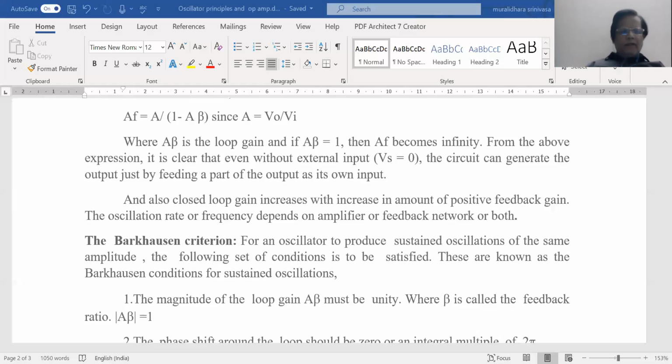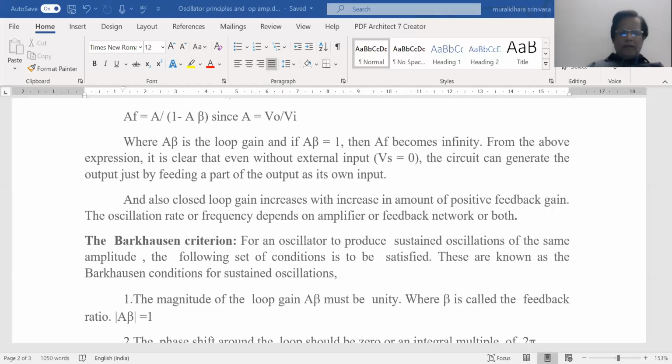Next, is an oscillator also an amplifier? A very good question. You can expect this in the examination. The answer is a resounding yes. An oscillator is also an amplifier, but in fact it is an amplifier with a positive feedback.